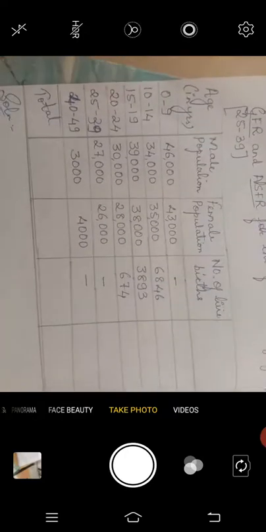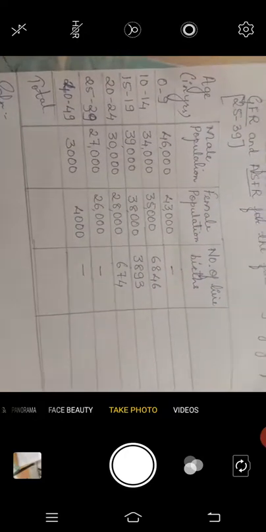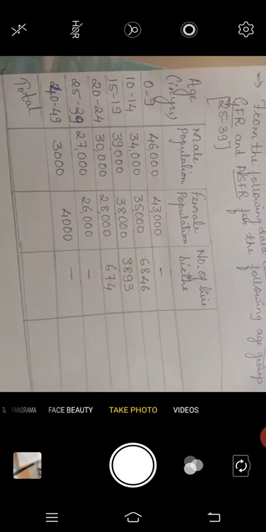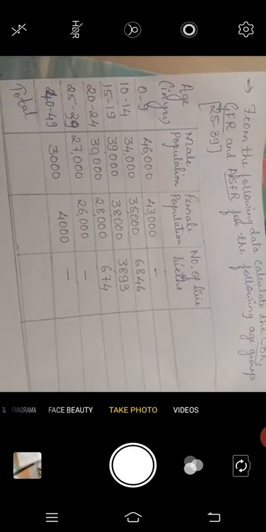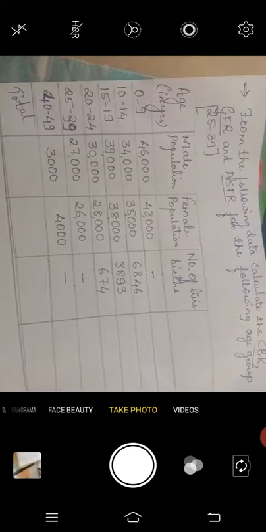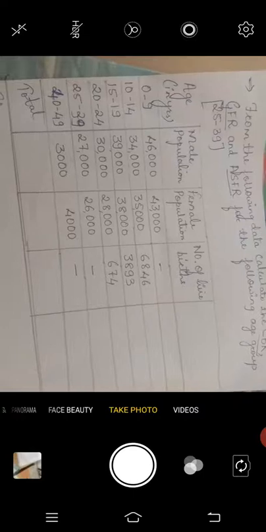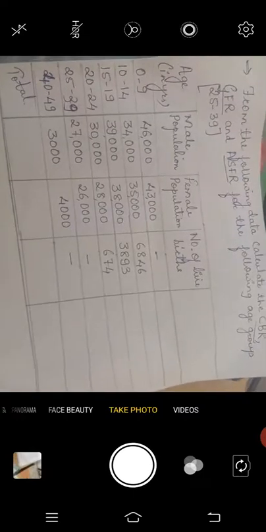So these are the columns given. Age in years is given, male population is given, female population is given, number of live birth, age 0 to 9, 10 to 14, 15 to 19, and so on. So first of all, we have to make total of the columns.